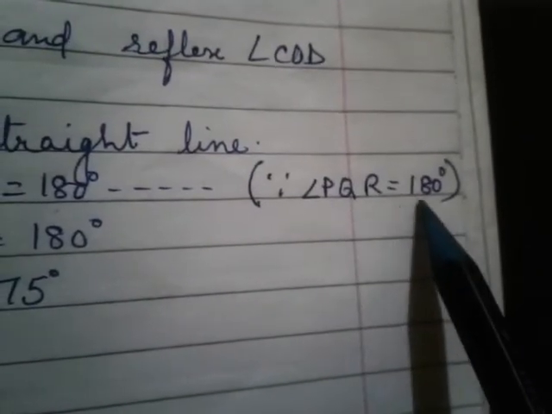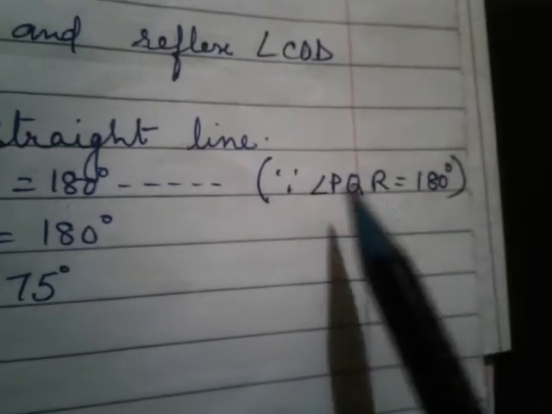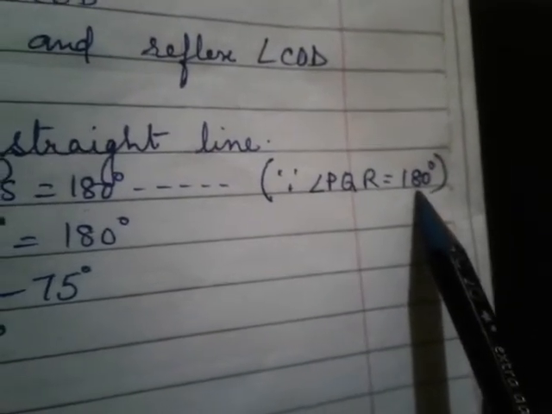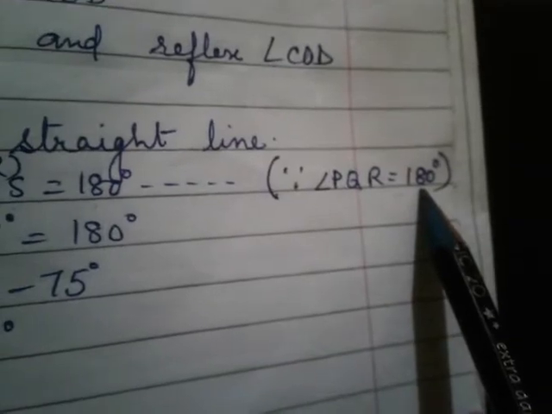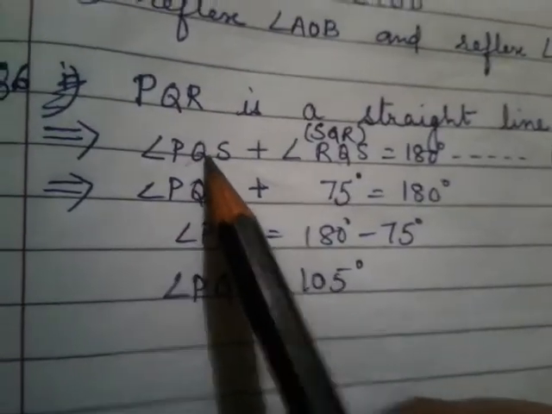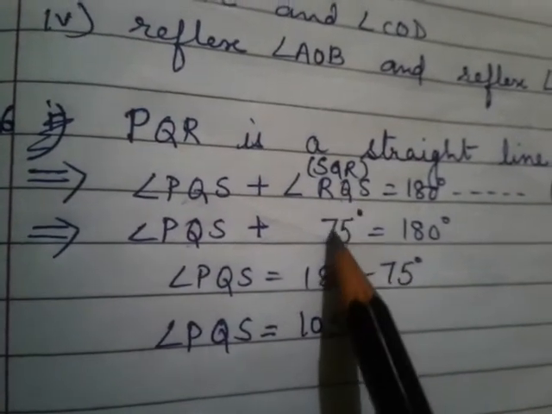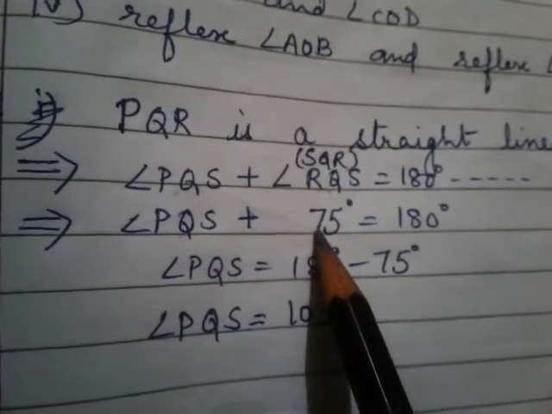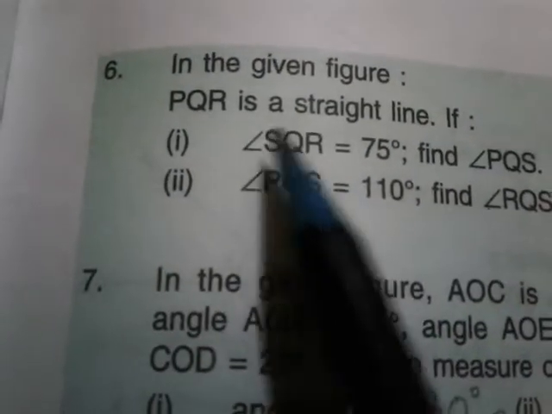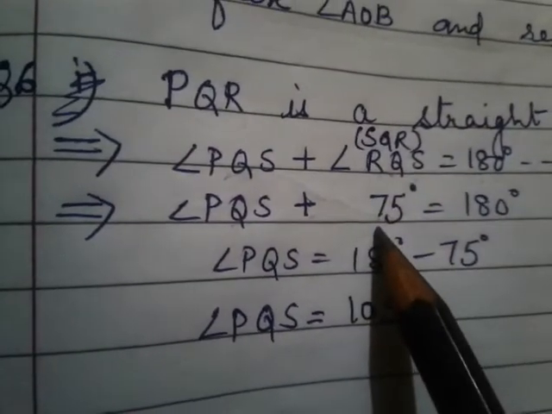Angle PQR is equal to 180 degrees because PQR is a straight line. So angle PQR is also formed. You can see here, this is angle PQR, a straight angle. So angle PQS plus angle SQR equals 180 degrees, but SQR is given in the question as 75 degrees. You can see here SQR is given as 75 degrees, so substitute the value of SQR, 75 degrees.